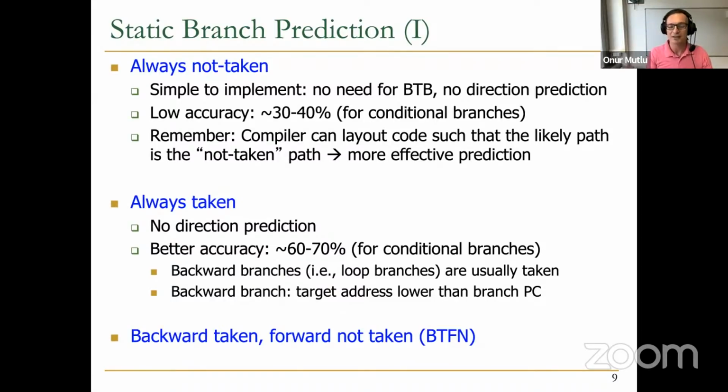So these are called backward branches. A backward branch is a branch whose target address is lower than the branch PC itself.